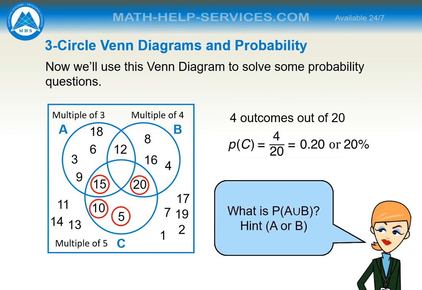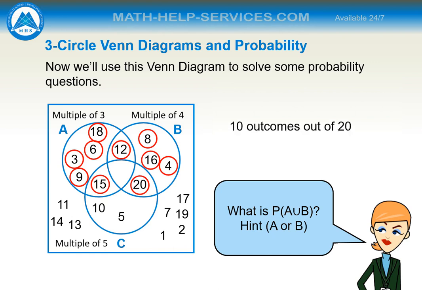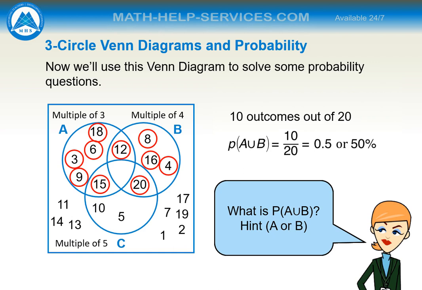What is the probability of A union B? Hint, that's A or B. It's all of these numbers right here. So there are 10 outcomes out of 20. So the probability of A union B is 10/20ths. That's 5/10ths, or 50%. What is the probability of A intersect B? Hint, that's A and B.